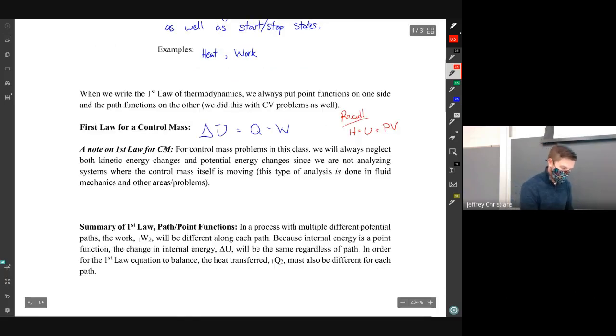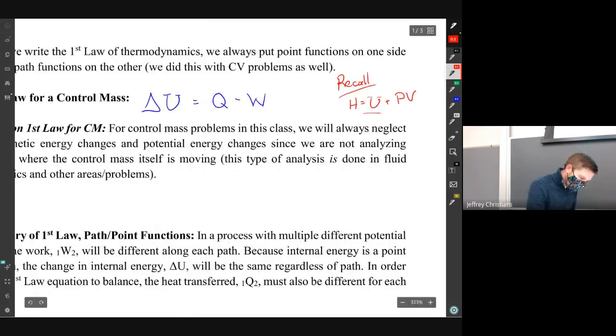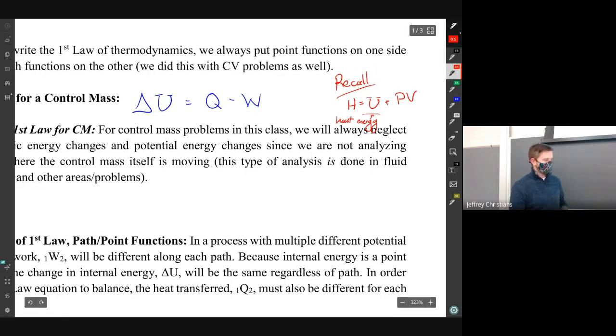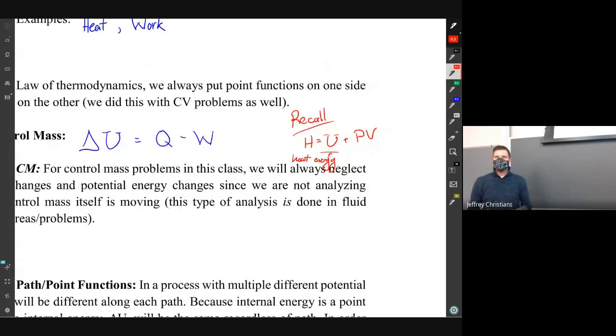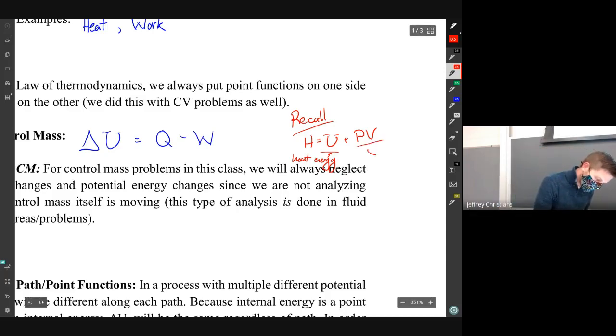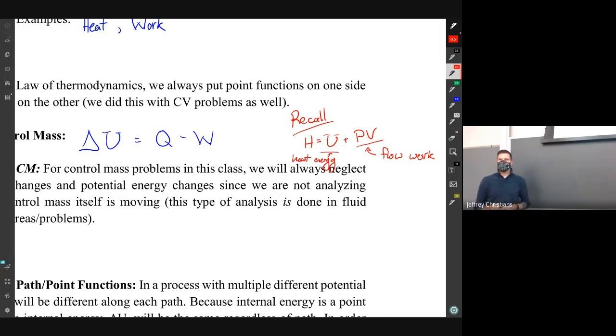So U here, that's heat energy. Zoom in so you can see my tiny writing. Remember what the PV term was? What we called that? Okay, this is flow work. It was quite a long time ago that we actually broke it apart like this. I think it was the second week of class. So it was a long time ago.